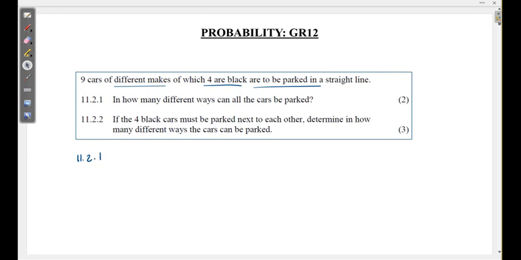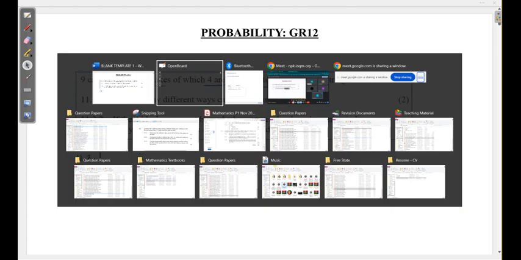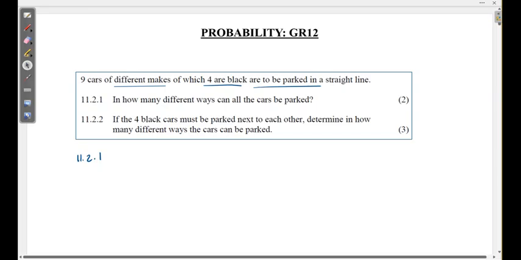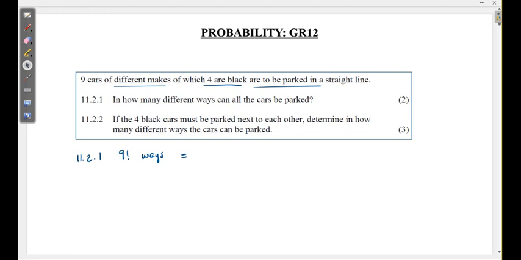Since there are 9 cars, we are talking about arrangements. And since it's 9, definitely we shall say 9 factorial ways. So 9 factorial gives you 362 880 ways in which you can park those.